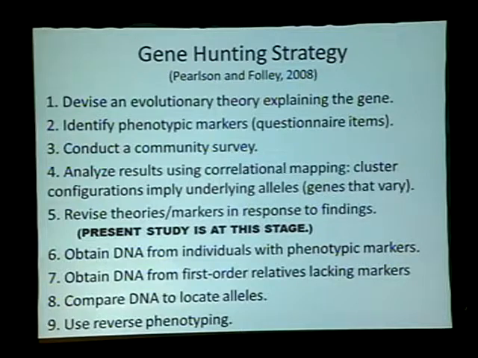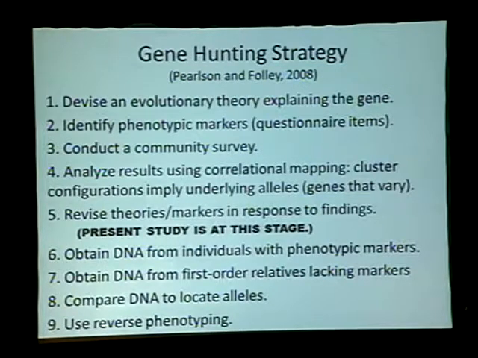In order to find the genes, you obtain DNA from the individuals who have the phenotypic markers, or who respond in the way that you want to the questionnaire item. You obtain DNA from first-order relatives. You give it to your biological friends. They compare, and they come up with a candidate list of alleles. Then you replicate the study with another ethnic group, and with another, and you've found your ESP gene. Once you have it, you can use reverse phenotyping. You figure out what it actually does.